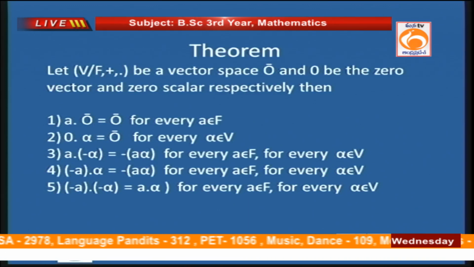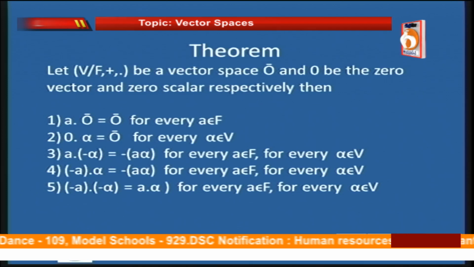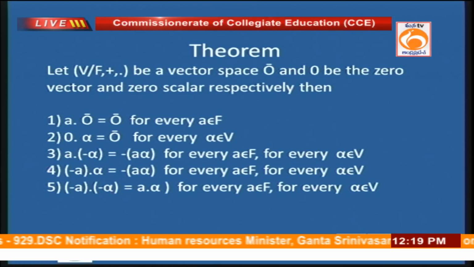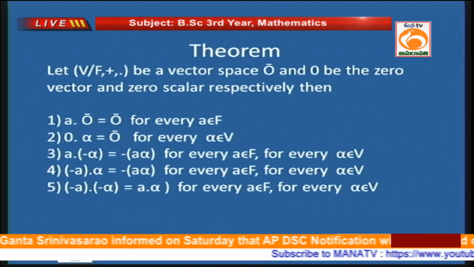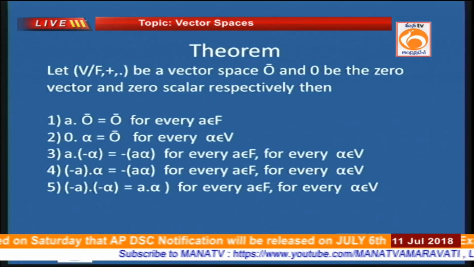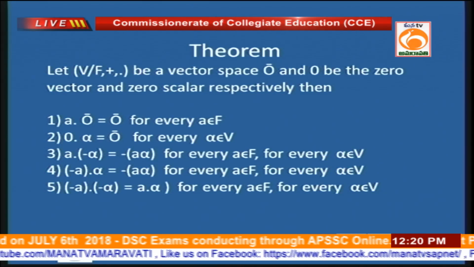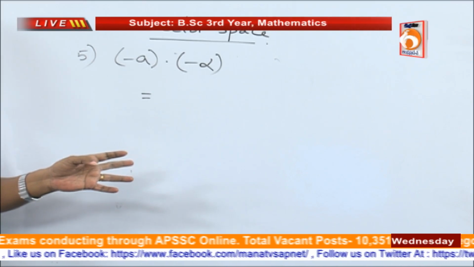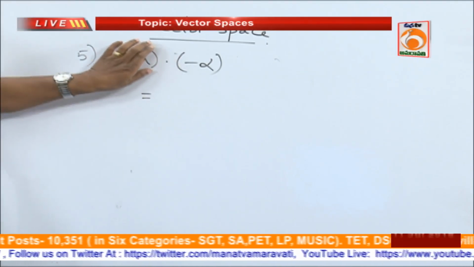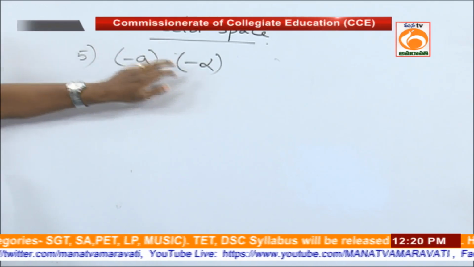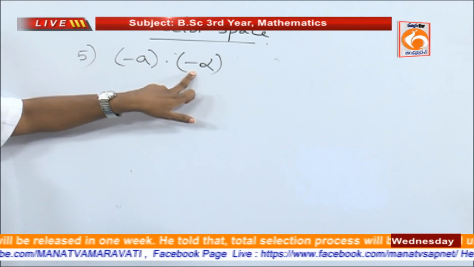So, the fifth one states minus A dot minus alpha. It is very simple. I need not use any axioms or any conditions. Simply I will use the results 3 and 4. So, let me use the third result. So, what does it say? A dot minus alpha. Assume for the time being this is A and this is minus alpha. So, what does the result say? A dot minus alpha is minus A dot alpha.